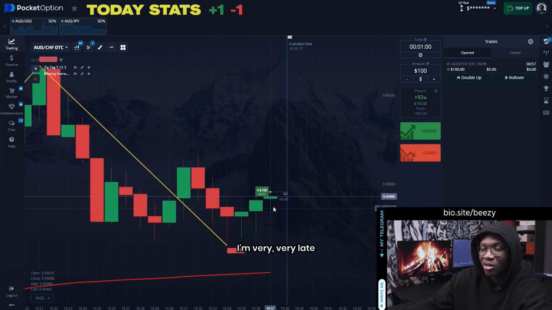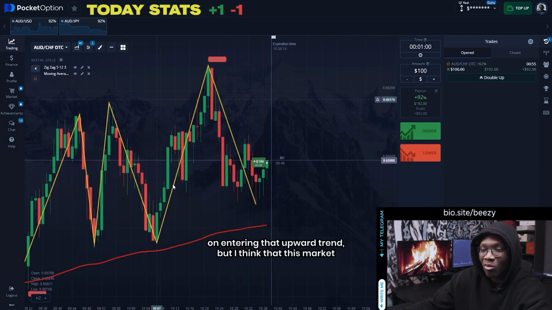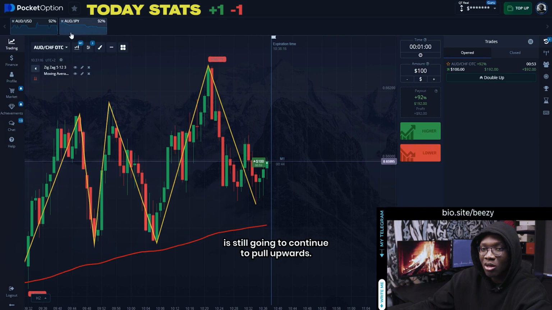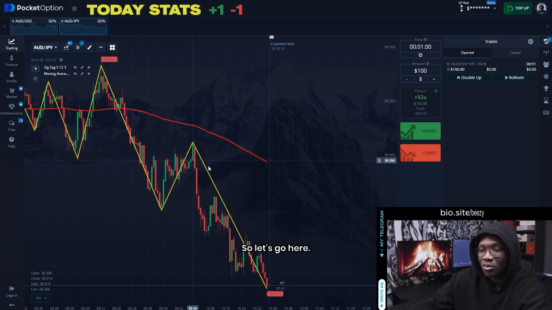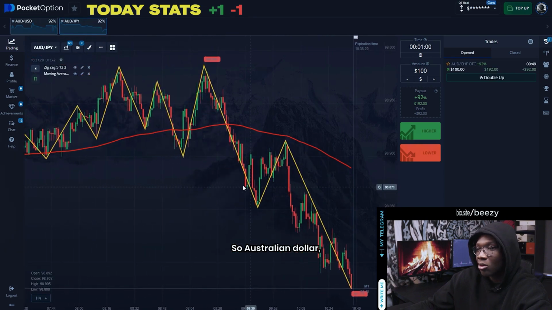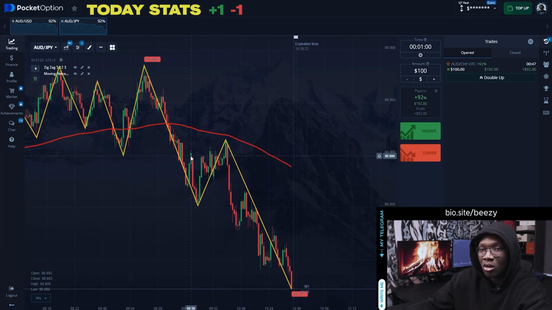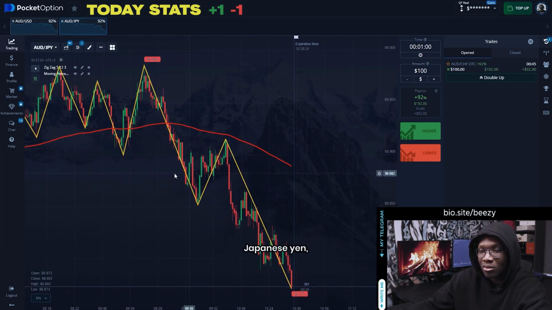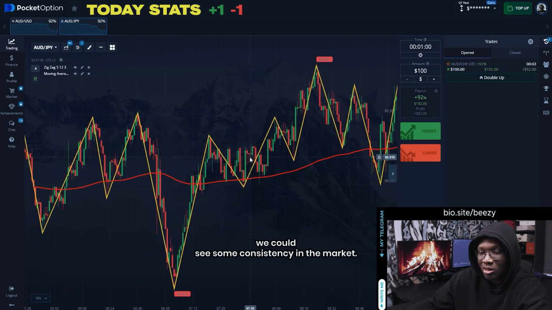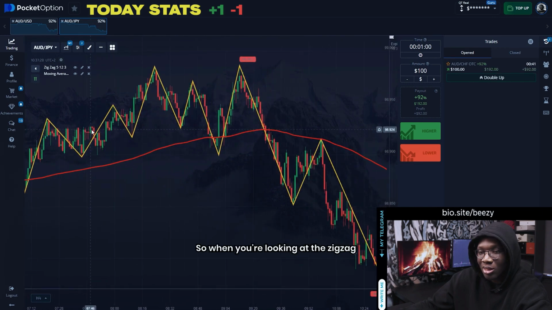I'm very, very late on entering that upward trend, but I think that this market is still going to continue to pull upwards. So let's go here. Australian dollar, Japanese yen. We can see some consistency in the market when you're looking at the zigzag.